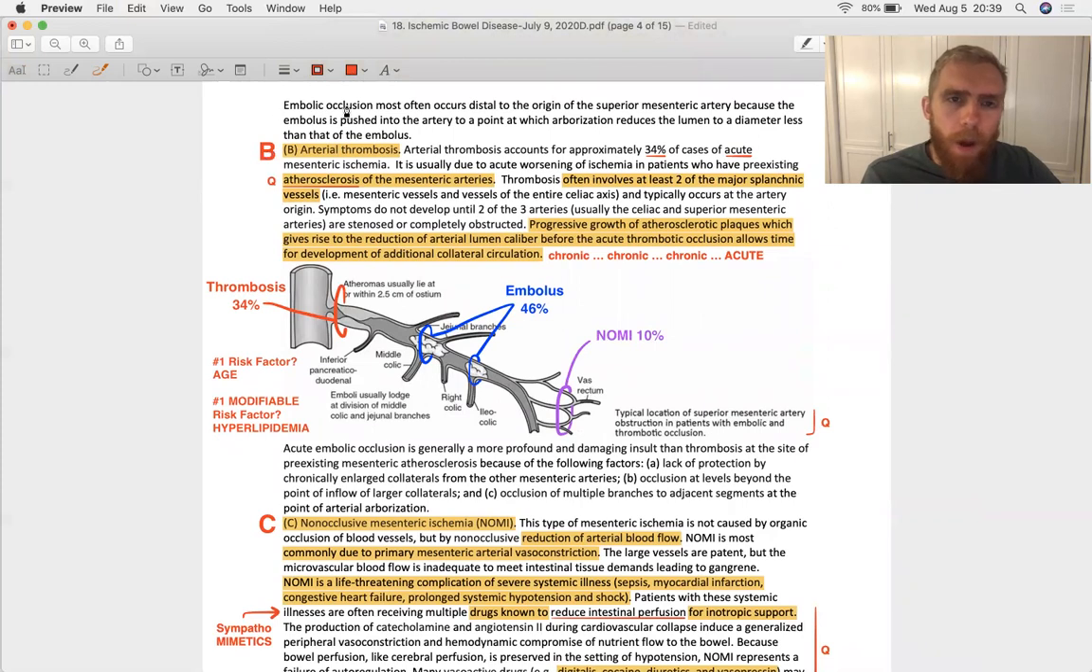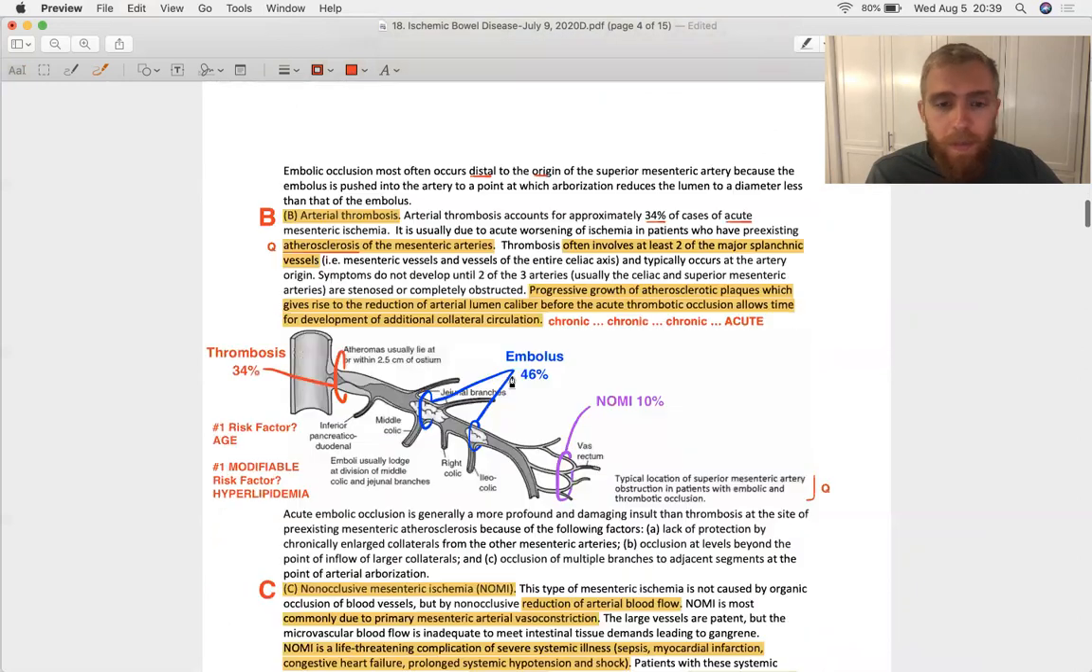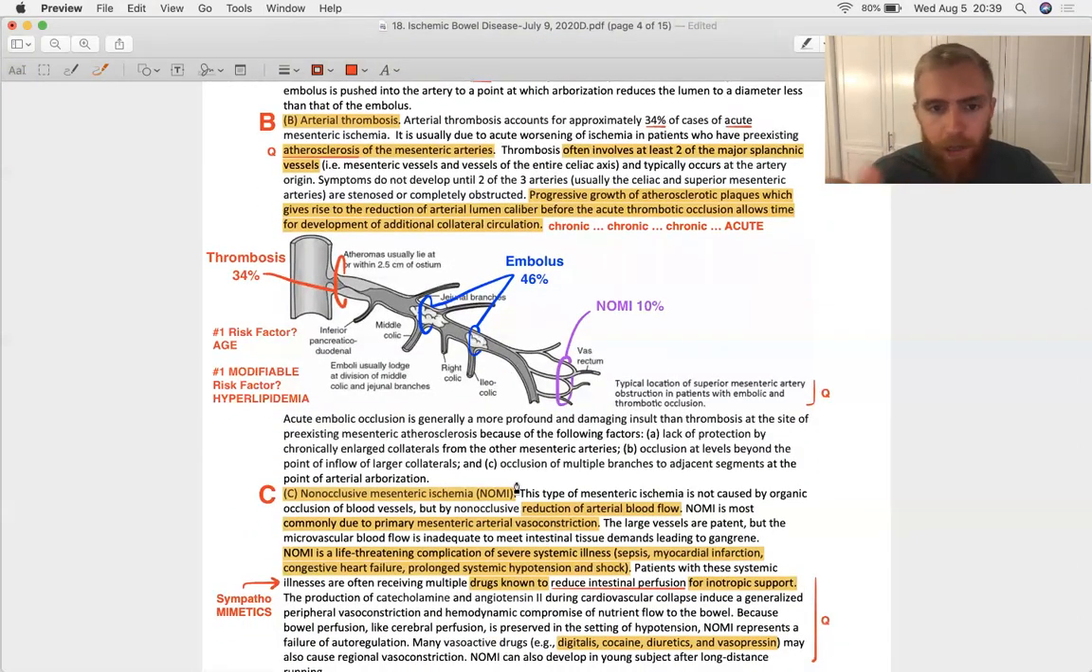And embolic occlusion most often occurs distal to the origin of the superior mesenteric, because the embolus gets pushed down into the artery by blood flow as far as it can go. So this diagram in the middle of page 4 here illustrates all the different etiologies very well. And I've circled where you would see an embolus in blue. And the big concept is that you're seeing an obstruction of some of the vascular beds downstream of the SMA, but not quite all of them. And that's going to help you differentiate between the embolus and a thrombus.